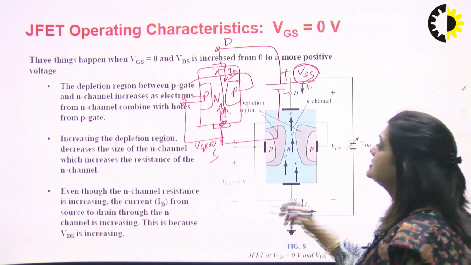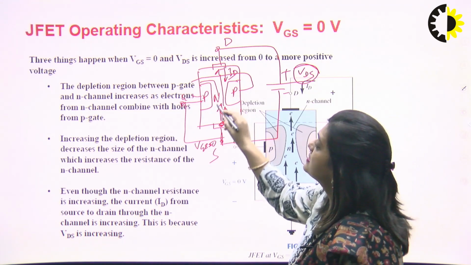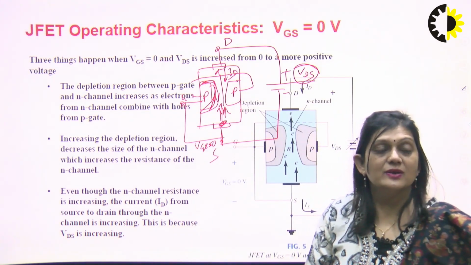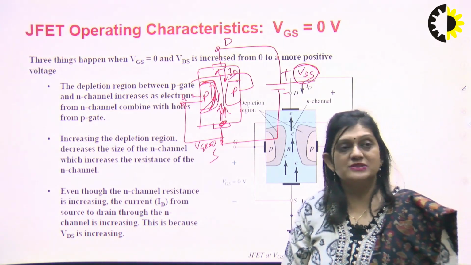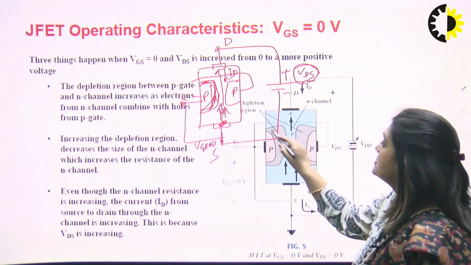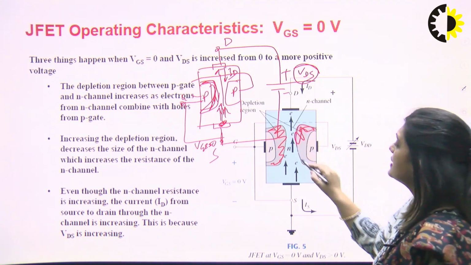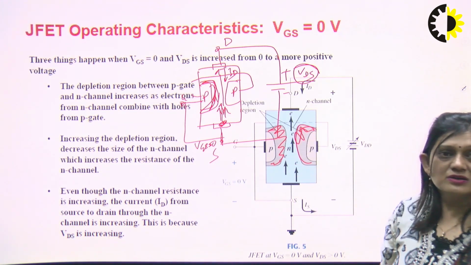So we can see the depletion region that will be in between the P and N type. This depletion region will be increasing, but it will increase more at the drain side in comparison to the source. So this depletion region will become like in this way. It will be more at the top and narrow at the bottom.